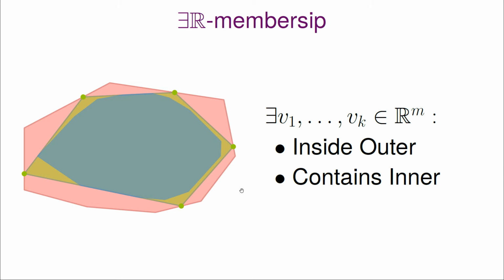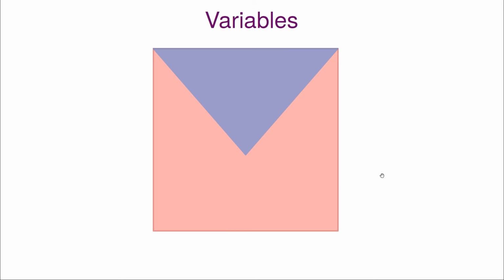Let me point at 2 things here. To show ETR membership, you can describe all the vertices using real numbers, and you have to encode 2 types of constraints. You have to show that you are contained in the outer polytope and that you contain the inner polytope. And both of those things can be done with algebraic constraints. I will not show you how, it's a little bit tedious, but it can be done.